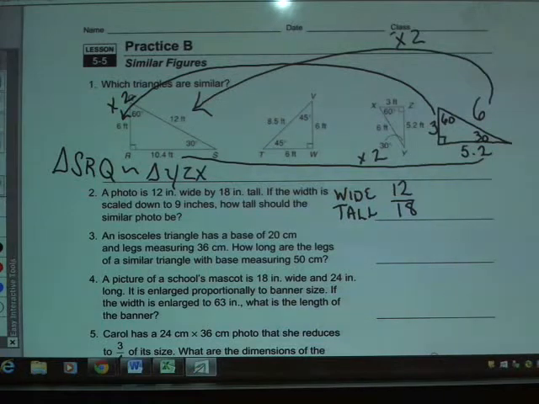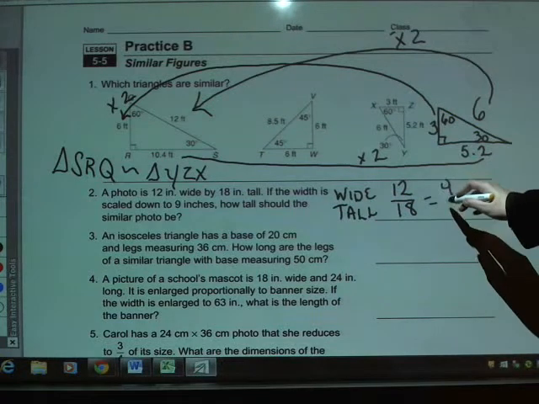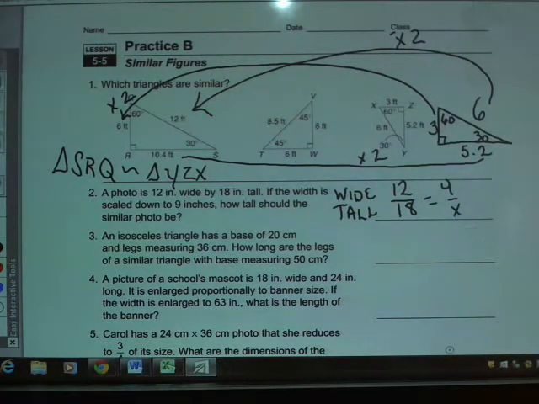So I'm going to write my second fraction, and remember when we write this other fraction we have to write it the same way. So since I have a width on the top, I've got to write a width on the top. So that 9 is going to go on the top because it's a width. What I'm figuring out is how tall.